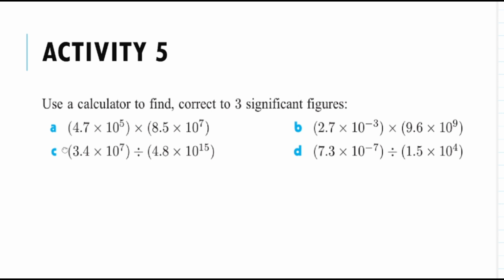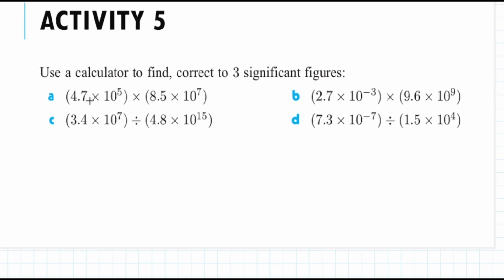Activity 5. Use a calculator to find, correct to 3 significant figures, the following products. So we are using a calculator here, but we can still use a freehand. So let's write it down. 4.7 times 10 raised to the power 5 times 8.5 times 10 raised to the power 7.